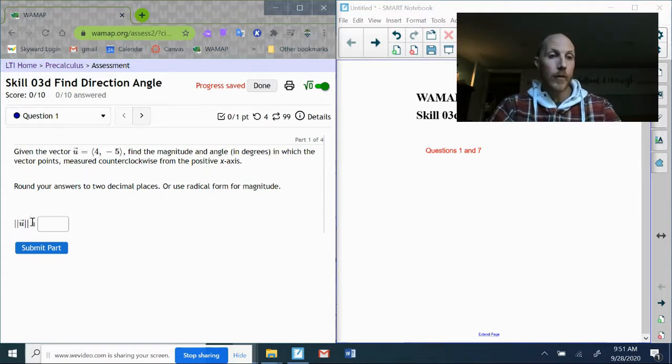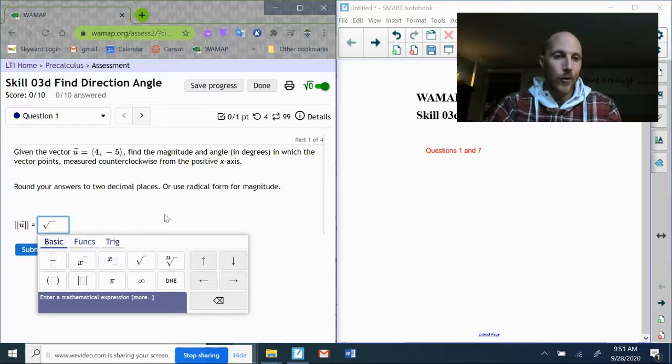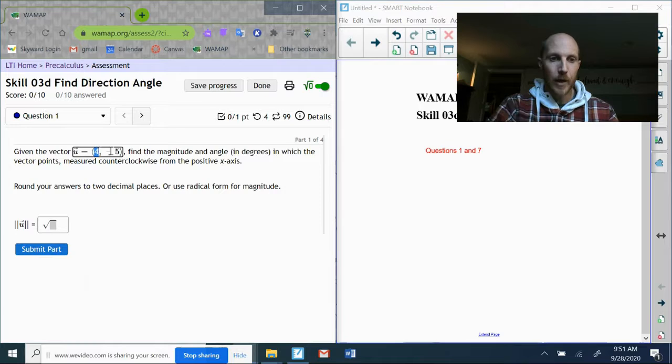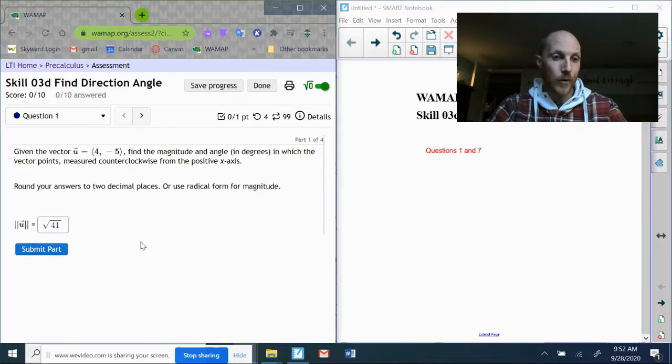Starting off with the magnitude. I remember that to find vector magnitude from component form, I need to use a square root. It's basically a squared plus b squared equals c squared, where 4 is a and -5 is b. I'll do some mental math. 4 squared is 16. -5 squared is positive 25. 16 plus 25 is 41. So the magnitude is the square root of 41.